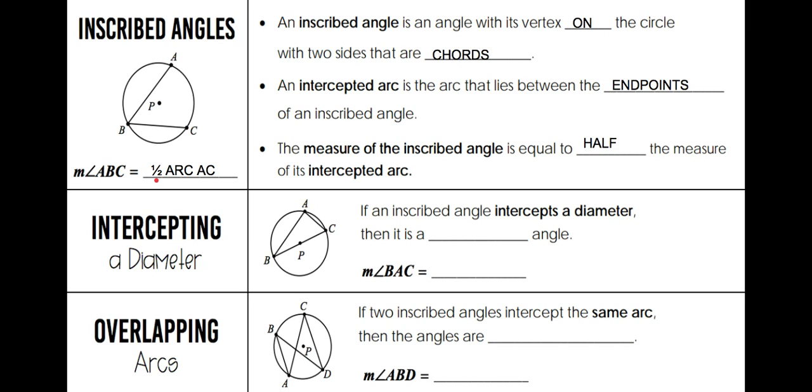So if we move on, we're going to talk about if it intercepts a diameter, okay? If an angle intercepts a diameter, then it is a blank angle. Now, I want you to think about it for a moment. How much of the circle, of the arc, would be made by the diameter? Now, if the formula is half that, what is the measure of the angle? So the angle would actually be a right angle, and it's 90 degrees.